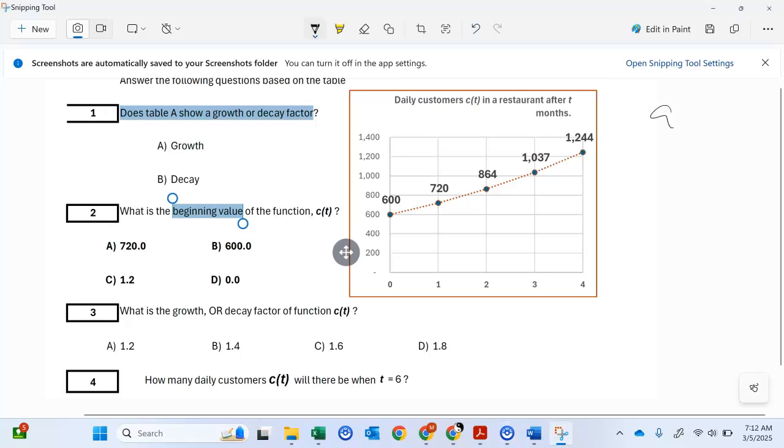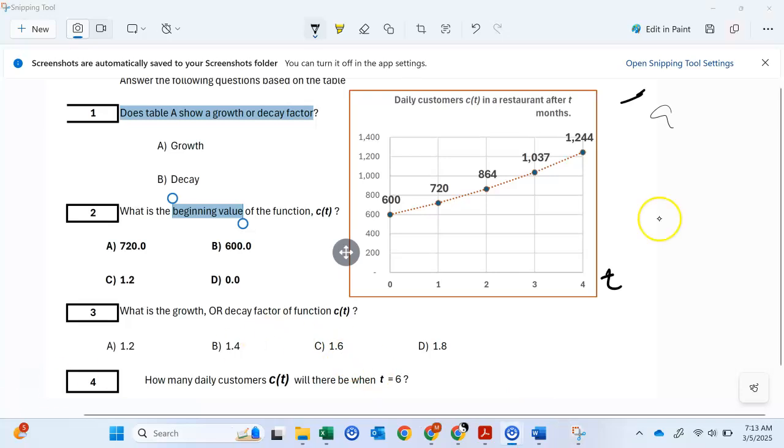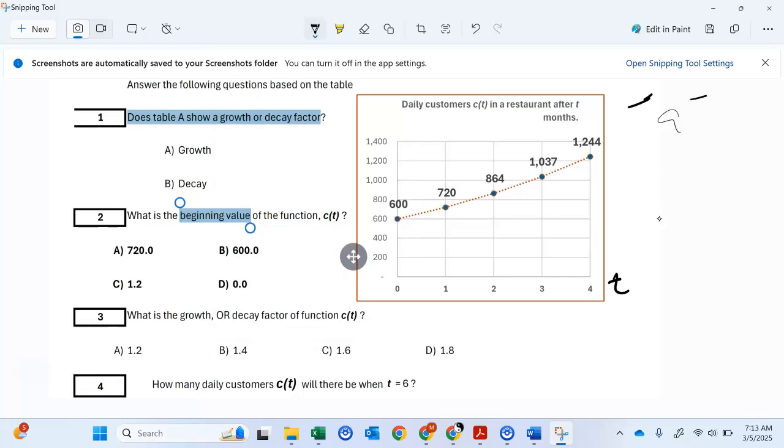Okay, so here's our table, right? Let's go ahead and get a bigger pen. Oh, my pen's not working. Okay, so this is our t, and this is our C of t up here, right? So make a table. And these are the t's right here, going that way.